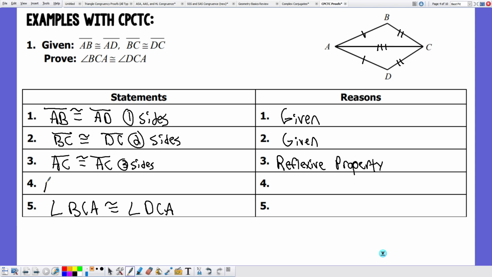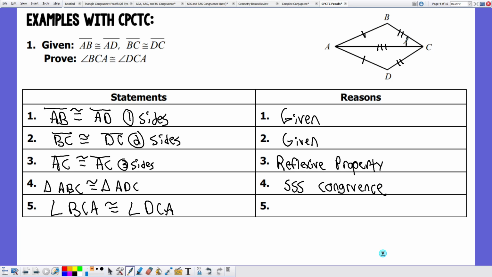So I can state that triangle ABC is congruent to triangle ADC by side-side-side congruence. So I've established that the two triangles are congruent. And remember, the definition of congruence means the corresponding sides are the same, and the corresponding angles are the same. Now let's look at angle BCA.